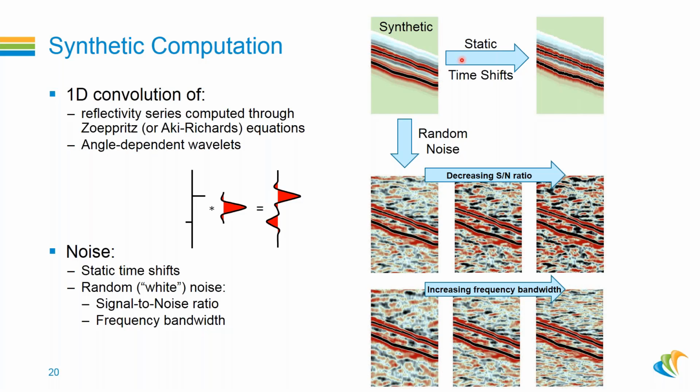It could be static noise, which will be like a breakup in the events. You see that nice continuous event has been broken up with these static time shifts. Or it could be adding random noise, could be white noise, which is changing the signal to noise ratio or changing the frequency bandwidth, which is shown here. So we have this synthetic data. We are decreasing the signal to noise ratio, and for this case, increasing the seismic bandwidth. So we can manipulate the different situations on the synthetic seismic data.